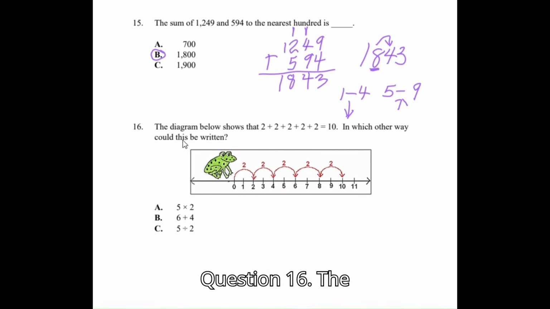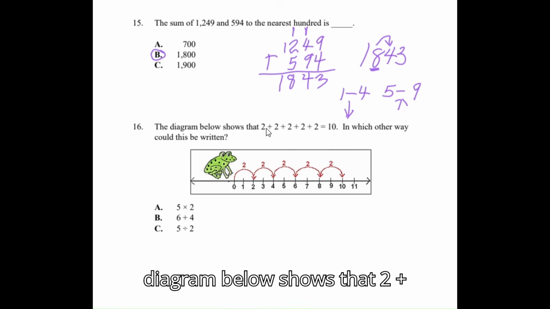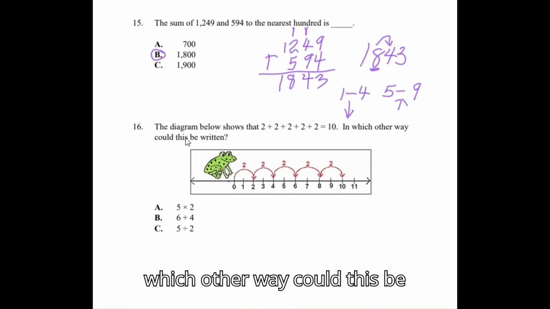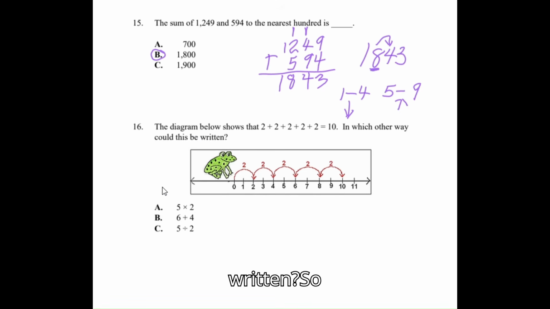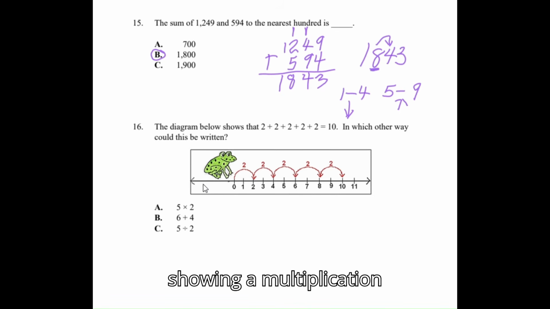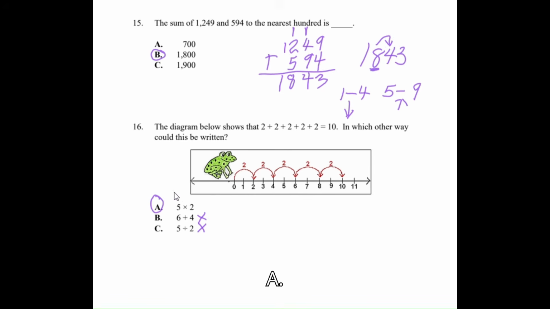Question 16. The diagram below shows that 2 plus 2 plus 2 plus 2 plus 2 is equal to 10. In which other way could this be written? So, question 16, as demonstrated by the diagram, is showing a multiplication sentence. So we're going to eliminate option C as well as option B. And our answer is option A.